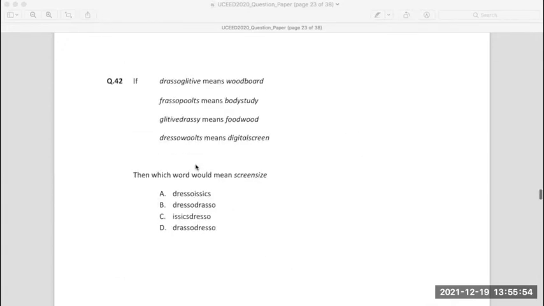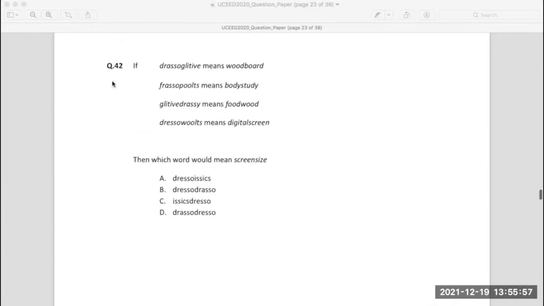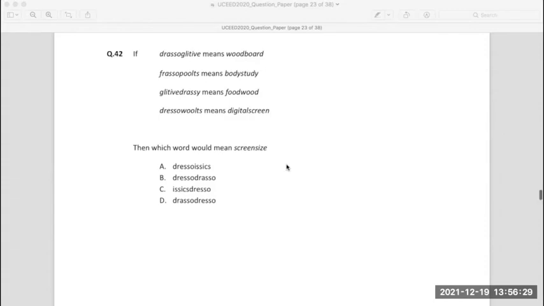The next one, 42. Do you feel you can solve this? Does it look difficult, or do you feel we can solve it here? We have solved this kind of question earlier. There are two words, woodboard and drasso-glyptive. Drasso will correspond to the first part of the word and glyptive will correspond to the second part. Likewise, you have to find this one. Will you be able to solve this question 42? Yes, ma'am. Okay. Thank you.